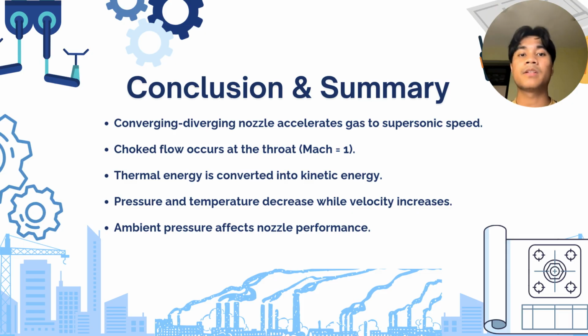Last but not least, conclusion and summary. At first, the converging diverging nozzle accelerates gas to supersonic speed, where choked flow occurs at the throat, which makes the Mach number equal to 1. And then the thermal energy is converted into kinetic energy, where the thrust is produced. As the gas moves toward the exit, the pressure and temperature decrease, while the gas velocity increases.